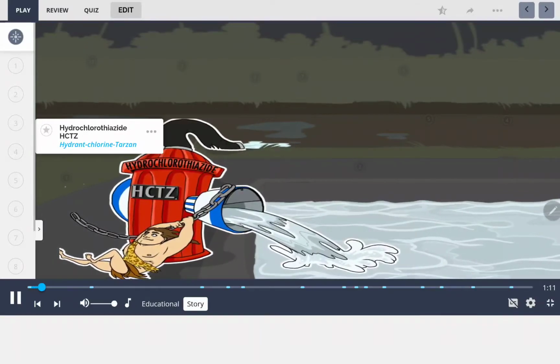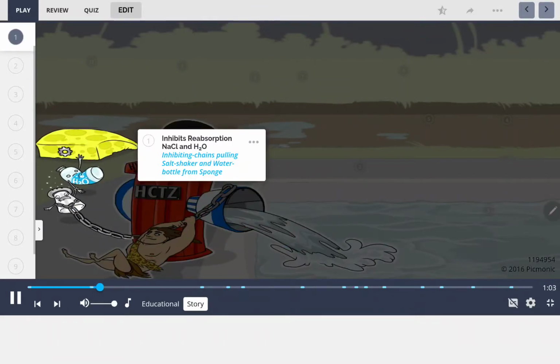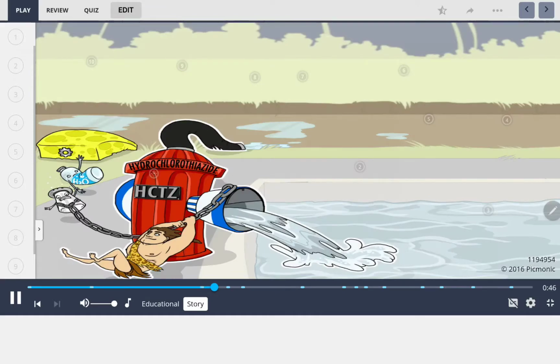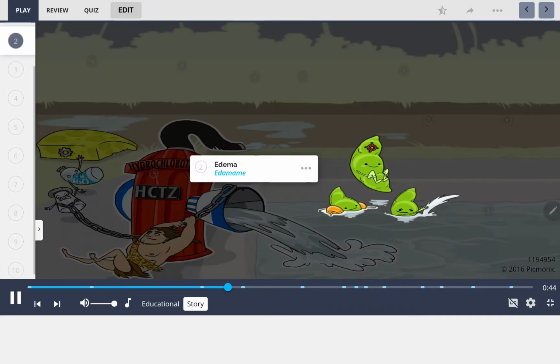Hydrochlorothiazide can be pictured as a hydrant with a chlorine dispenser, and Tarzan is swinging to open its valve and fill a pool with chlorinated water. Remember hydrant chlorine Tarzan as swinging on a chain, and the other end is attached to a salt shaker, and it's being pulled away from its absorbing sponge. And the salt shaker is dragging a water bottle along with it, because HCTZ inhibits the reabsorption of sodium chloride and water.